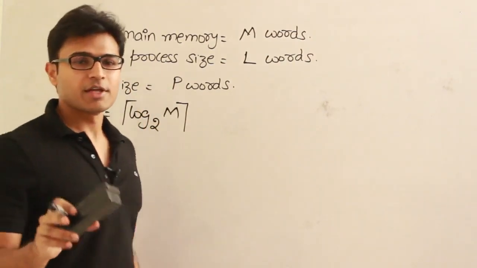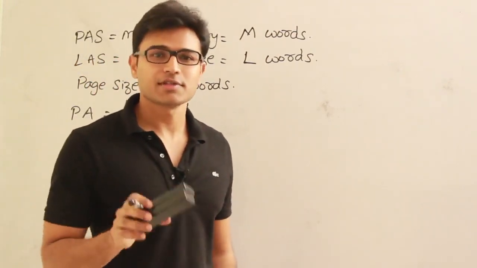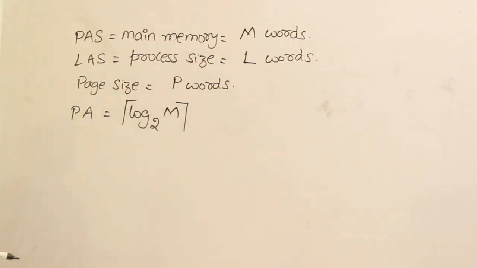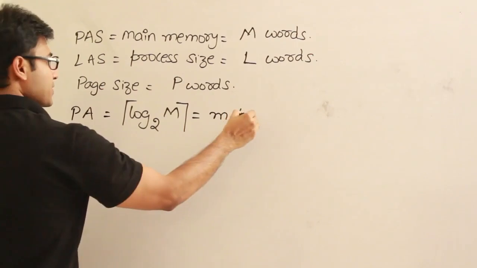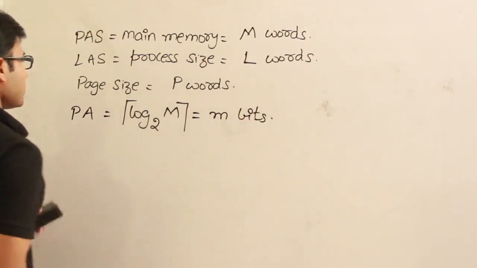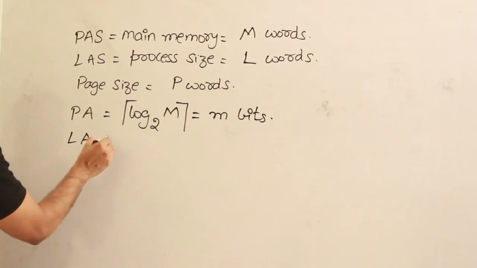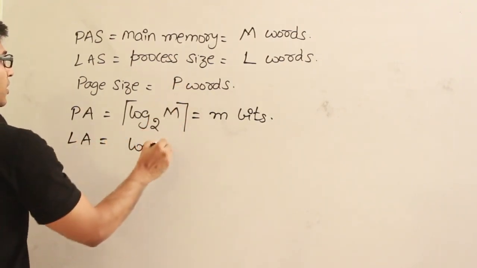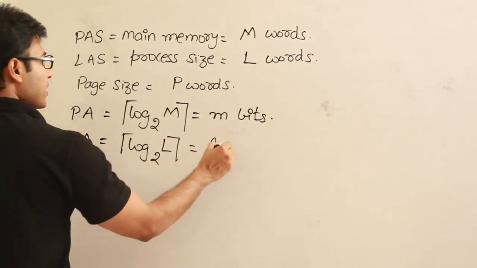Nowhere are you going to see that main memory is 100 bytes. No one is going to say that. It will be either 128 or 256 or something like this. Anyway, let's go with the conventions. Got it? And let me write it as small m bits. So small m bits are required for physical address, and logical address is nothing but the number of bits required to address the process, which will be log L base 2 ceil, and let me write it as small l bits.